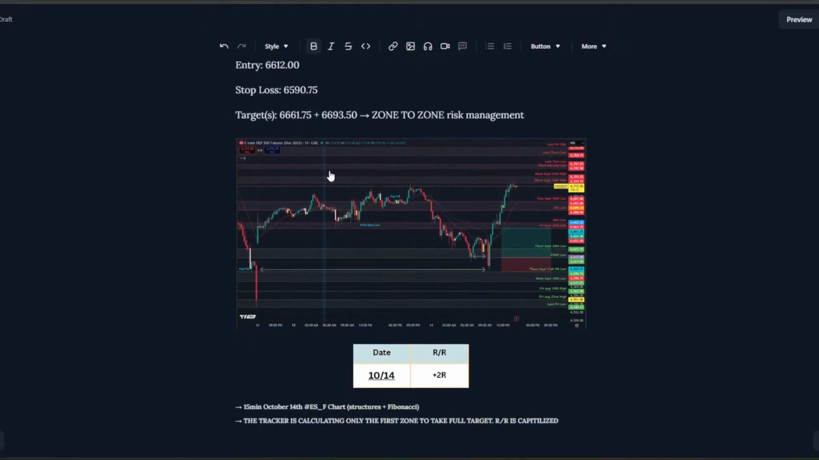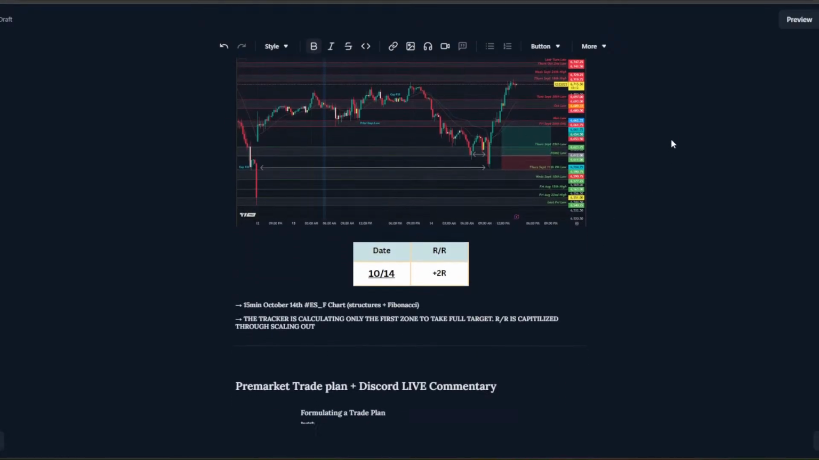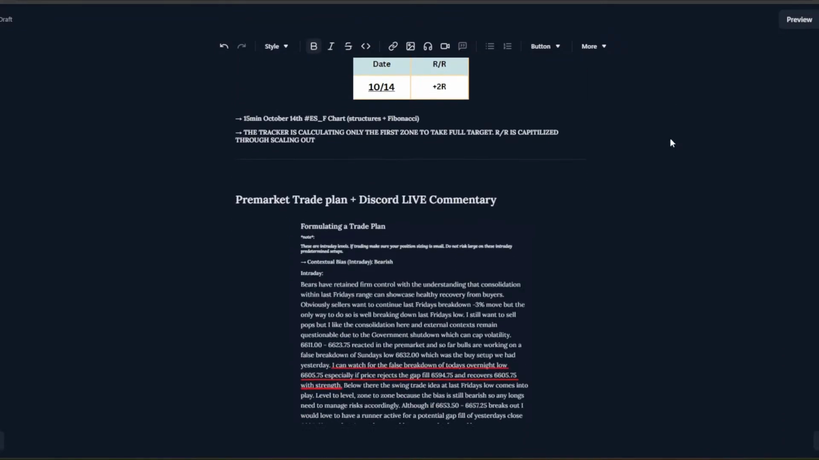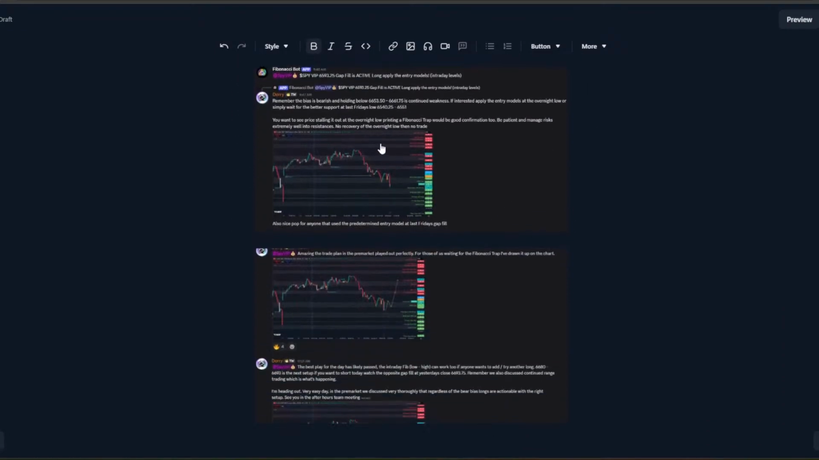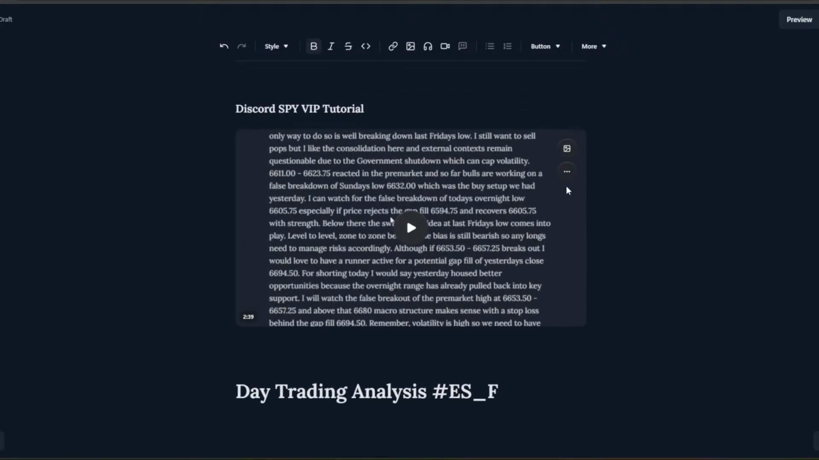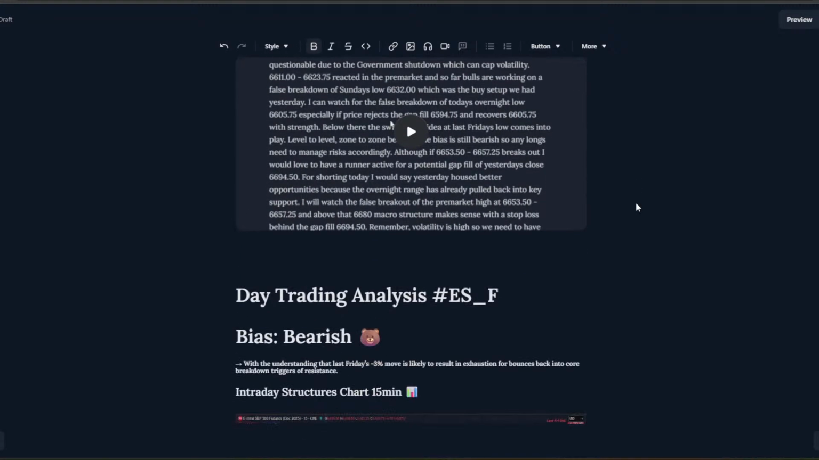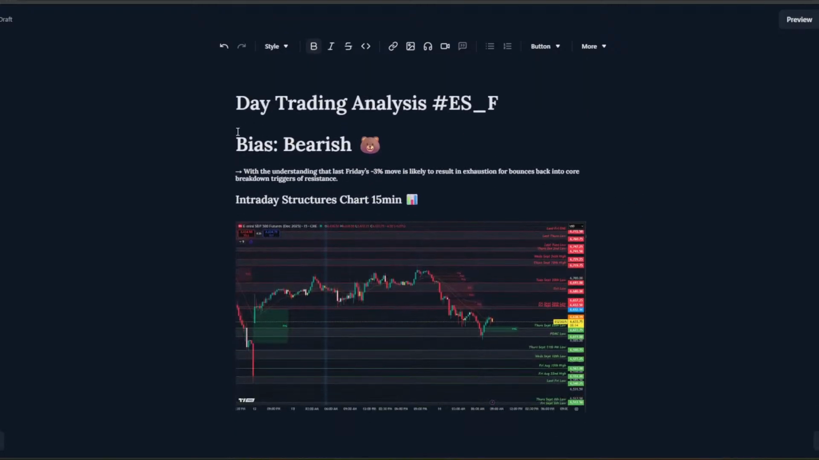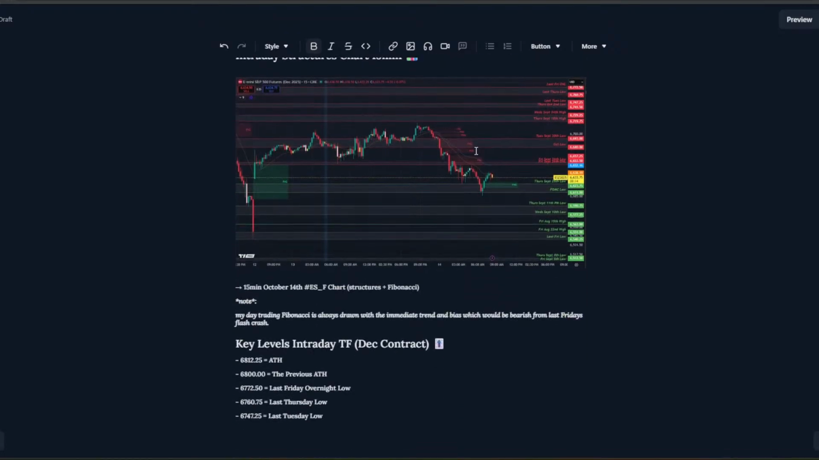Entry 6612. This is all done in the Discord, by the way. Zero hindsight, all in my trade plan. We have the trade plans highlighted, the Discord live commentary highlighted, and a beautiful 2-minute short form video for you guys to check out. And then we have the day trading analysis for the next day.